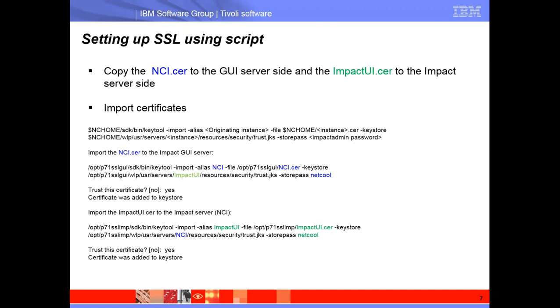I import it. Then, when you run the command, you will see quite a few messages, and at the end it will ask, do you trust the certificate? If you say no, it will not import it. If you say yes, it will import it. So once it's imported, you're ready to go in that sense. Then you go back to the Impact server and do the same thing, importing the UI certificate. So again, I say yes, and I'm ready to go.